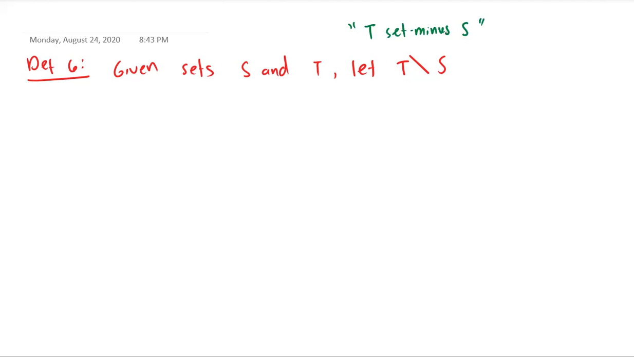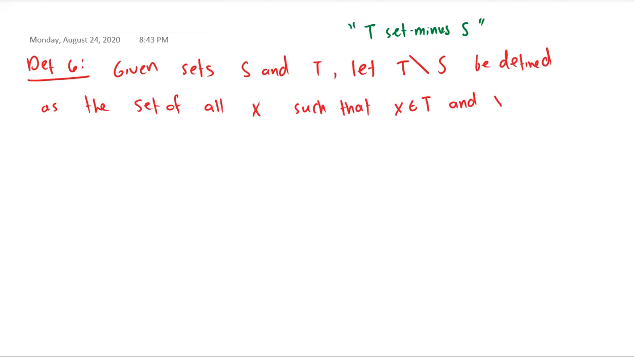So let T set minus S be defined as the set of all X with what properties? Such that X is in T, and X is not in S. So now we're looking for elements that are in T and not in S.